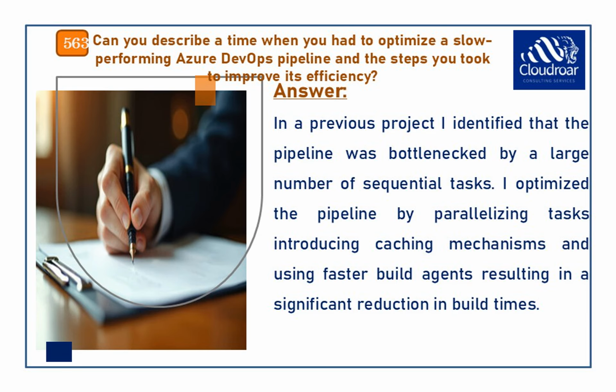Question 563. Can you describe a time when you had to optimize a slow-performing Azure DevOps pipeline and the steps you took to improve its efficiency? In a previous project, I identified that the pipeline was bottlenecked by a large number of sequential tasks. I optimized the pipeline by parallelizing tasks, introducing caching mechanisms, and using faster build agents, resulting in a significant reduction in build times.